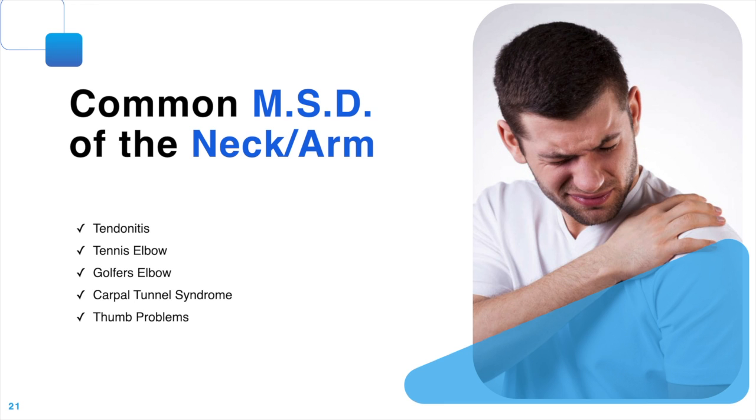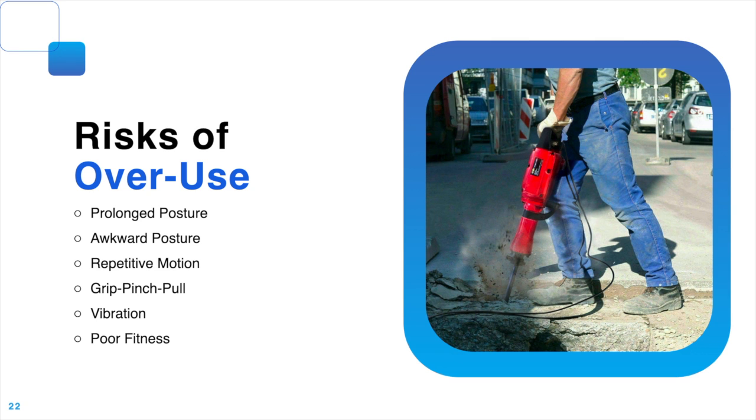The common arm and hand pain problems we will address include tendonitis, tennis elbow, golfer's elbow, carpal tunnel syndrome, and other work-related overuse issues seen in the workplace. The work demands that risk these problems include prolonged, unchanging posture, such as sitting all day, even if that may be what some might call good posture.